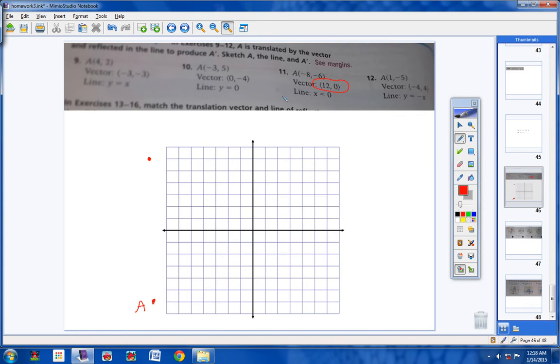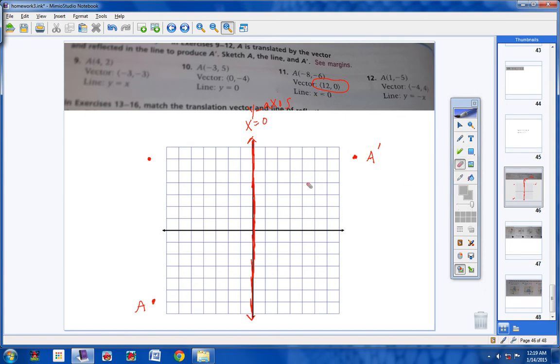Now they want us to reflect this point right here in the line x equals 0. Well guys, the line x equals 0 is a vertical line that passes through the x-axis at 0. So this line right here is x equals 0. This is also your what axis? Your y-axis. Okay, now if I'm going to reflect this point in this line here, then I simply count how many points over I am, 8, and then go this direction over here, 8. So there's the reflection right there, A prime. Okay, there's the reflection. So here to over here.